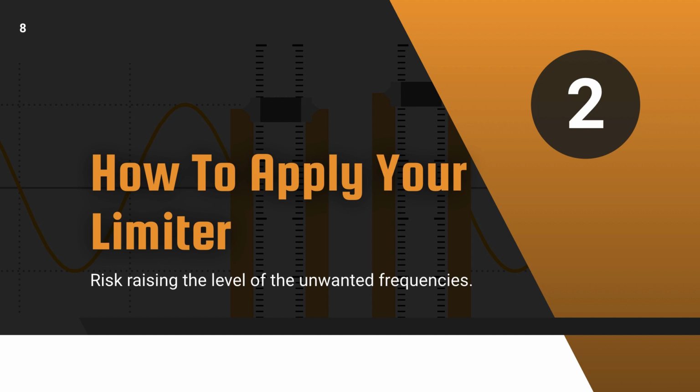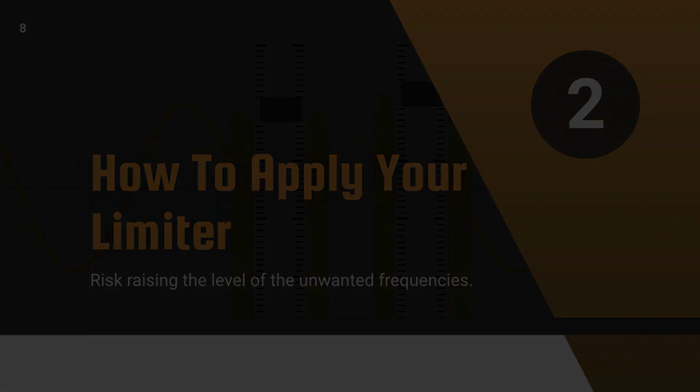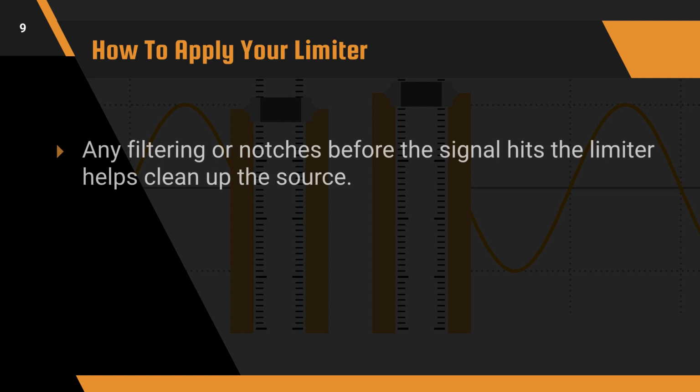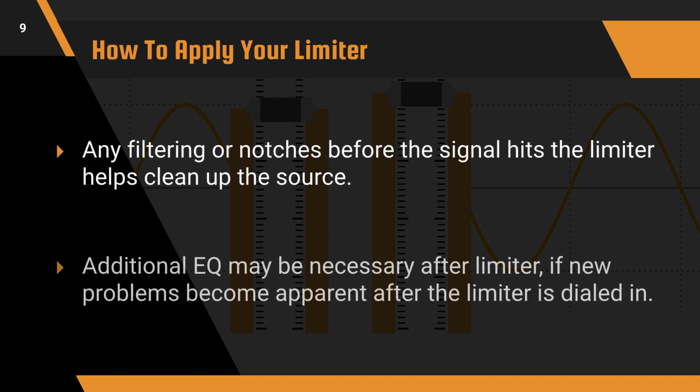When it comes to low-end limiting, you'll want to apply your limiter after your EQ, otherwise you risk raising the level of the unwanted frequencies your EQ is cutting. Any filtering or notches that you make before the signal hits the limiter helps clean up the source and make sure that your limiter can function efficiently. Additional EQ may be necessary after your limiter as well if new problems become apparent after the limiter is dialed in.